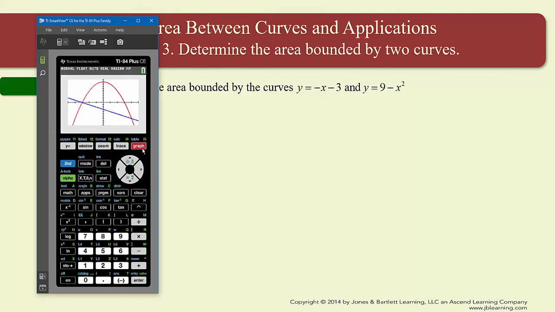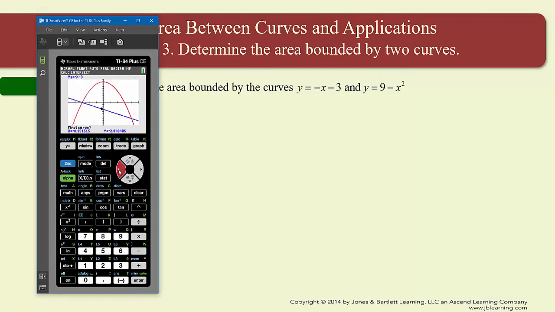All right, so I see the blue line, that's y equals negative x minus 3. The red parabola, that's the 9 minus x squared. So I see the region that I'm trying to find the area of, but I don't know my limits of integration. So what I have to do is find the points of intersection, where these 2 graphs intersect. Since I have my calculator up, let me show you how to do this on the calculator. That's second trace, and it's number 5, intersect.